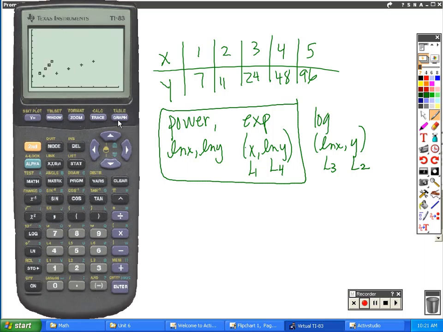Okay, so if I look, one is curving up and one looks more straight. So which one had the plus signs in it? The exponential one had the plus signs in it. So the exponential one is linearized when you plot x and ln y. So I know that I'm dealing with an exponential function.